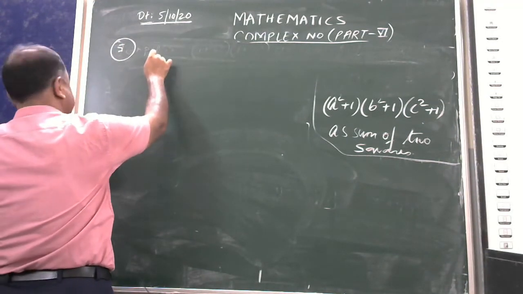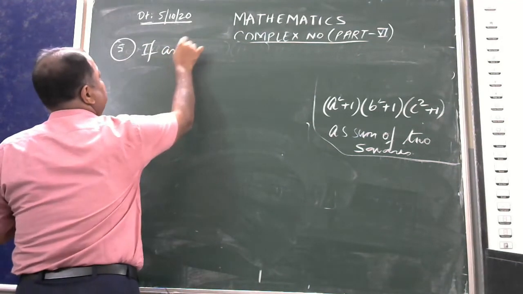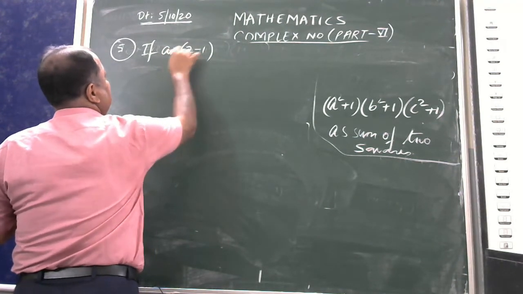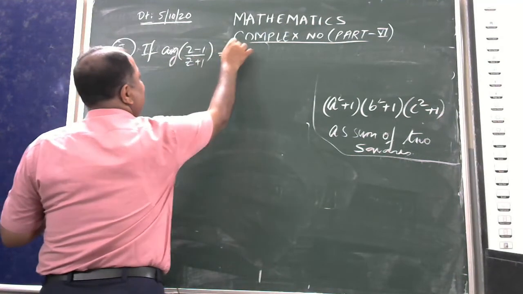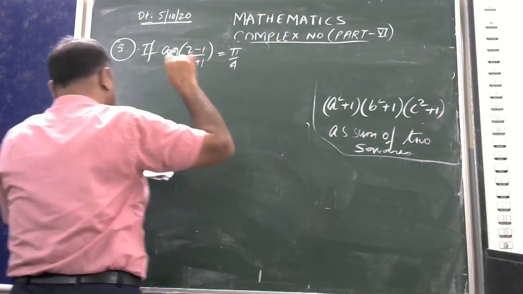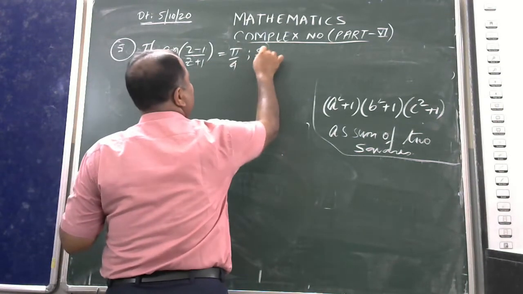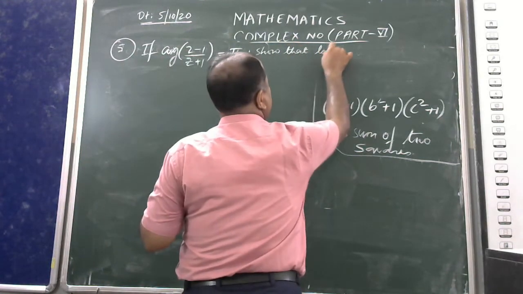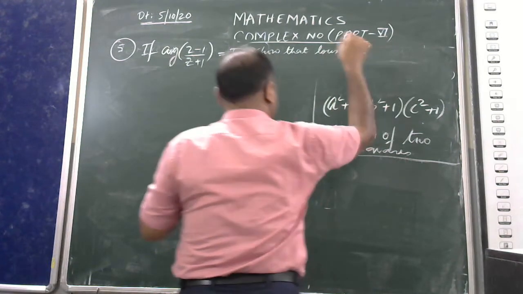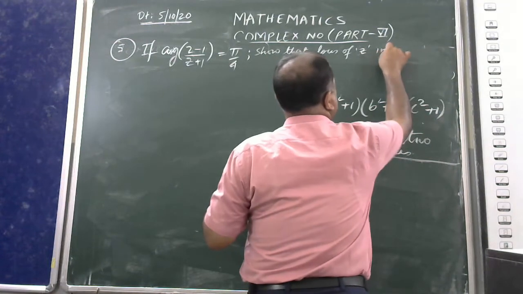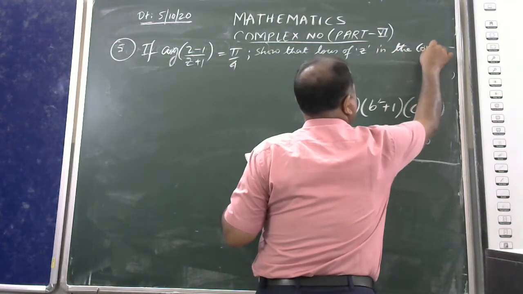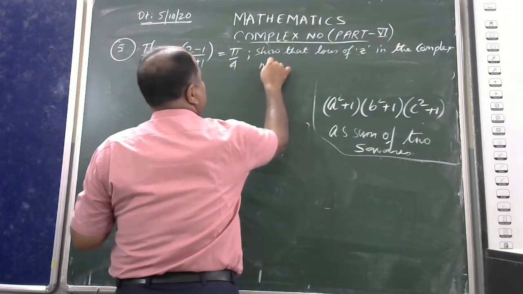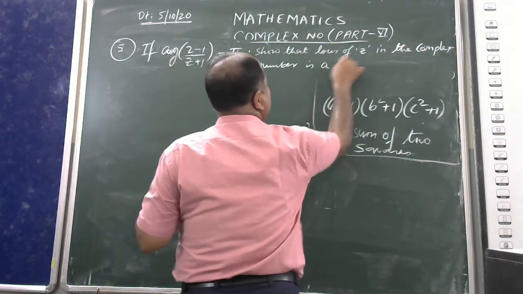Problem number 5 says: if argument of z minus 1 by z plus 1 is pi by 4, then show that the locus of z in the complex number plane is a circle.